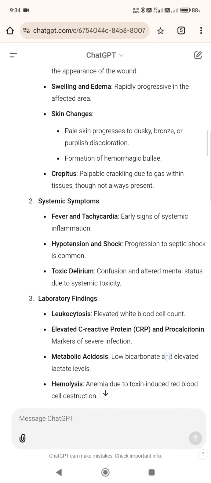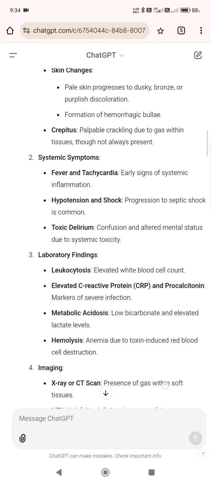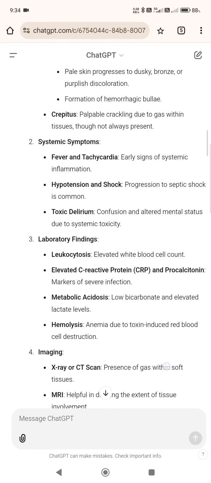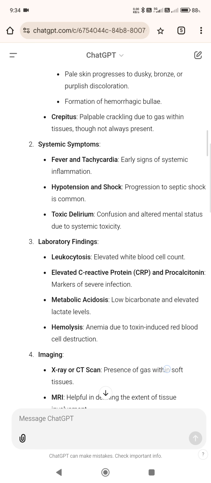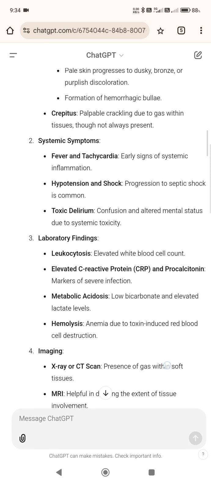2. Systemic symptoms: fever and tachycardia, early signs of systemic inflammation. Hypotension and shock, progression to septic shock is common. Toxic delirium, confusion and altered mental status due to systemic toxicity.